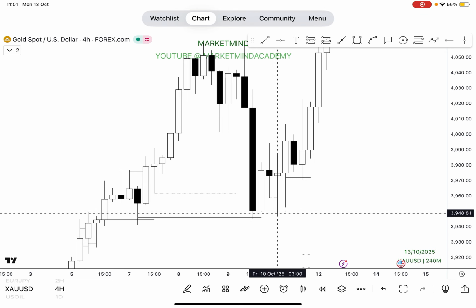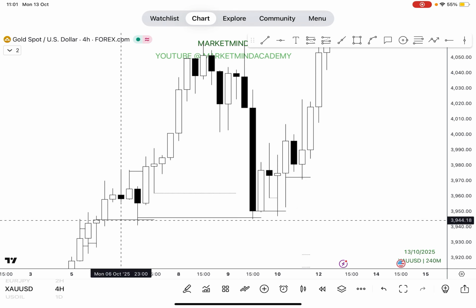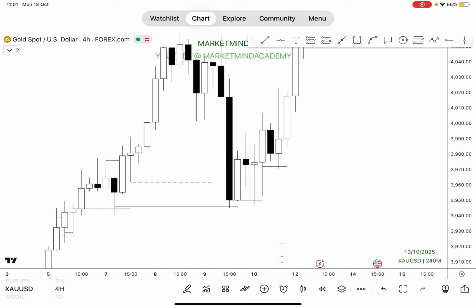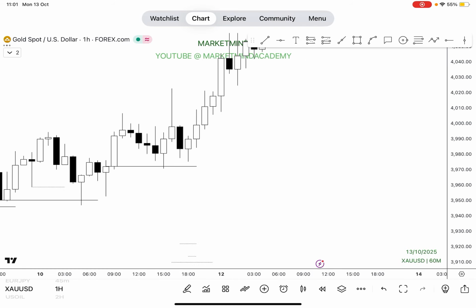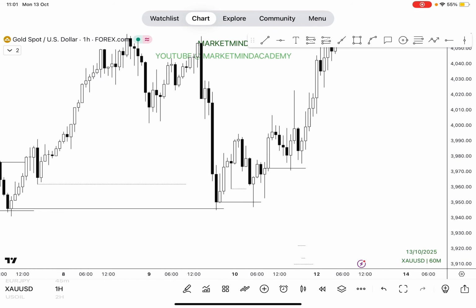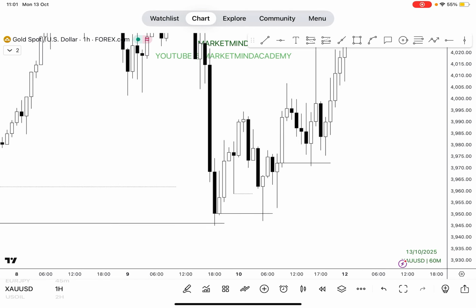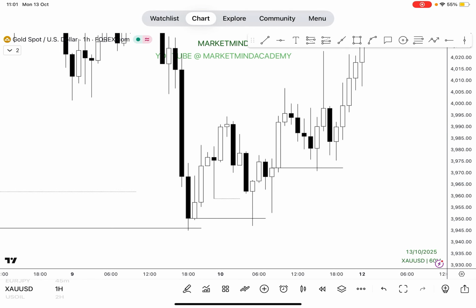So this is like a 4 hours rejection again. Then the next thing is to come to the 1 hour time frame. So coming to the 1 hour time frame right here, you have a breakout. Can you see? This is a breakout right here.